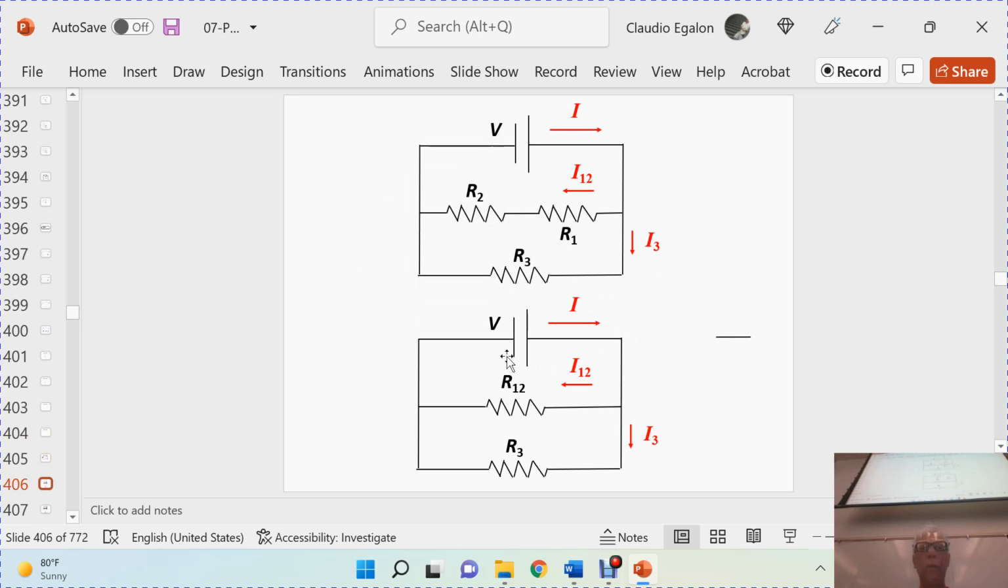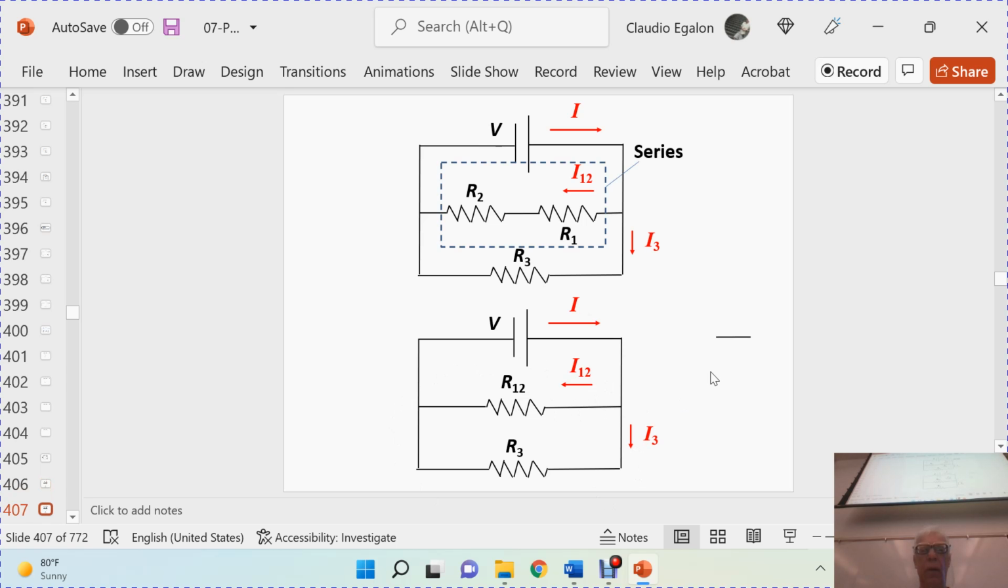Okay, and then you can have combinations like those ones that you are seeing. Circuits in series combined with circuits in parallel. Those two are in series and those two are also in parallel with respect to this one. So if you want to solve, for instance, for the current I, first I have to know what's going to be the equivalent resistance. The equivalent resistance is going to be R12, which is R1 plus R2. And then we have these two resistors in parallel.